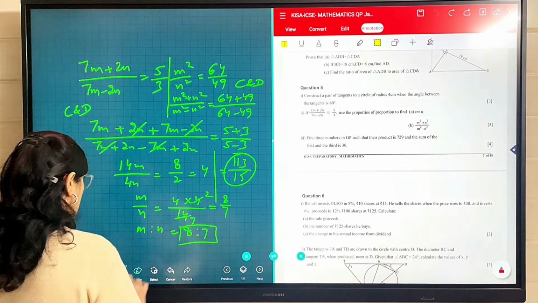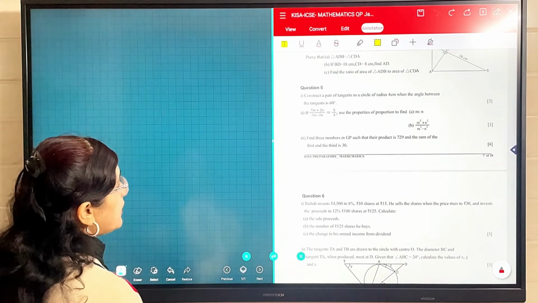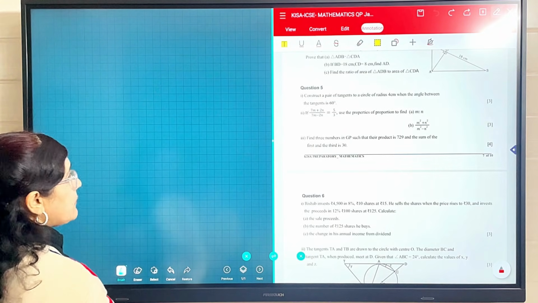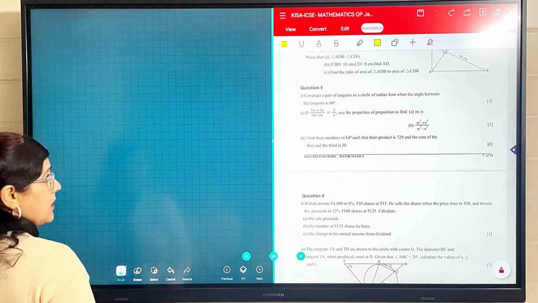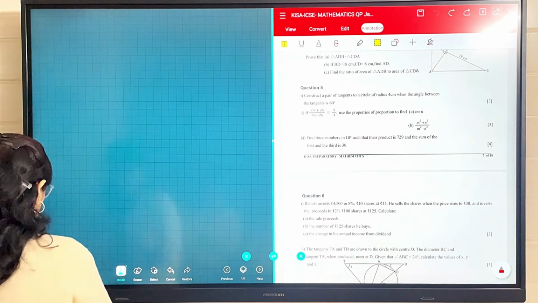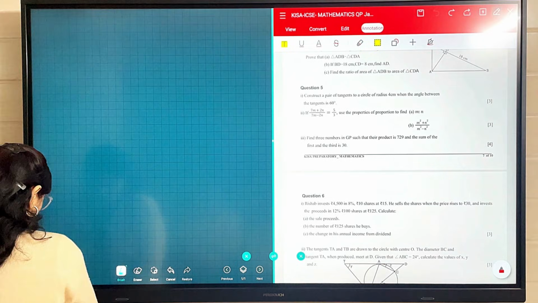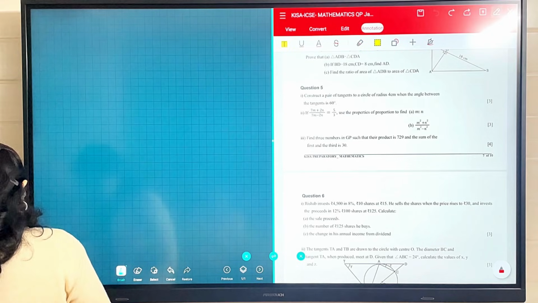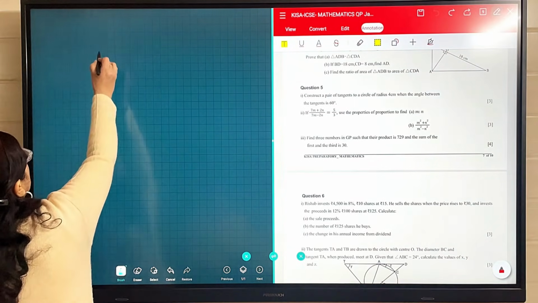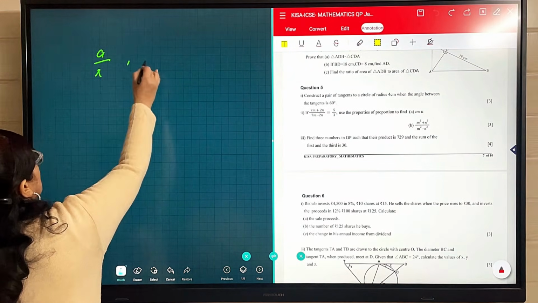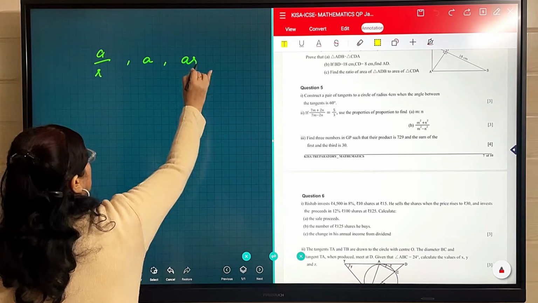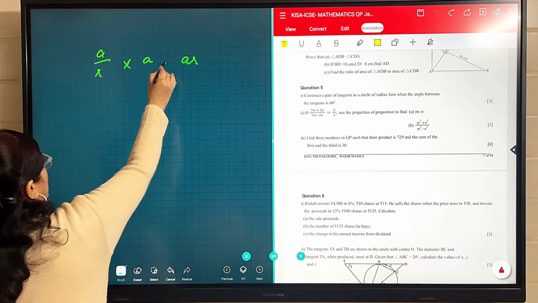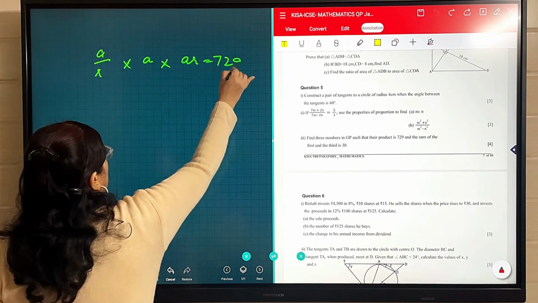Now coming to the third part of the same question. Find 3 numbers in GP such that their product is 729 and the sum of the first and the third is 30. Whenever 3 numbers in GP are given, we know that we have to take them as A by R, A and then A into R. Three numbers in GP are always taken as A by R, second is A and third is A into R. The first condition is that their product is 729.